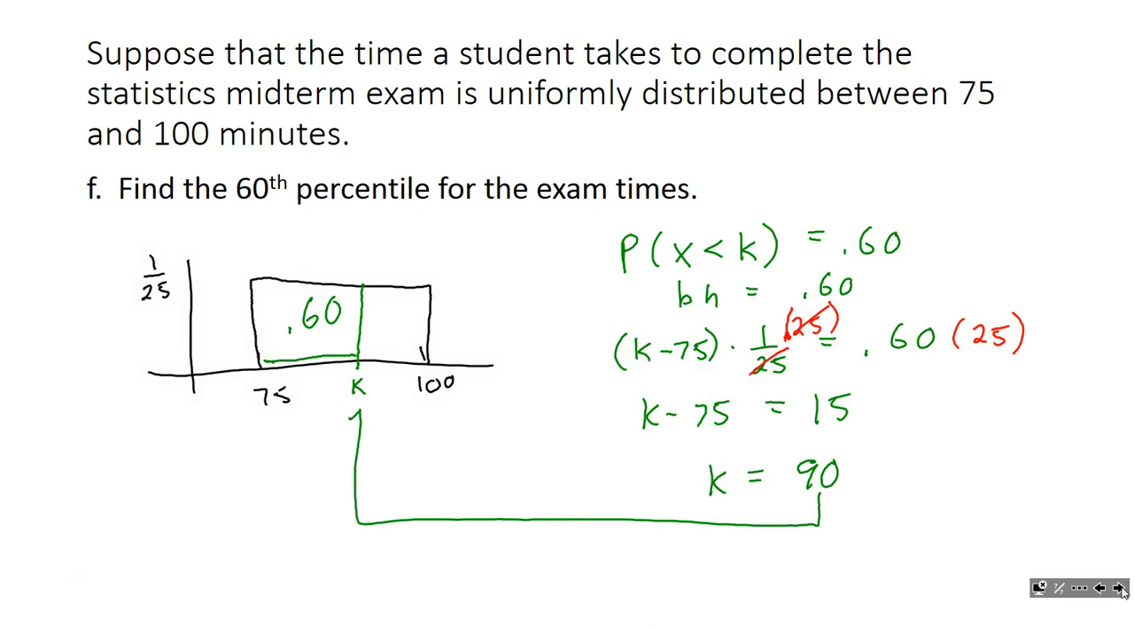So the 60th percentile would be 90, or if you want to put minutes on it. In other words, the 60th percentile would be a 90-minute test time.